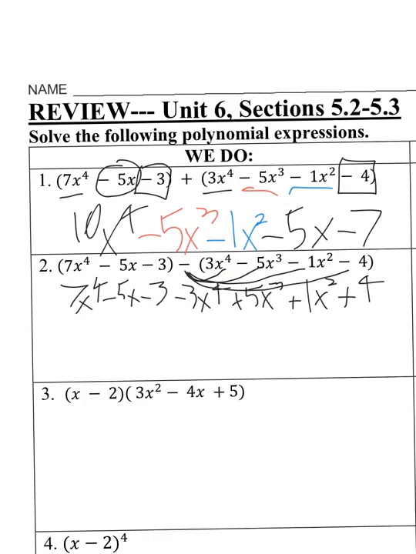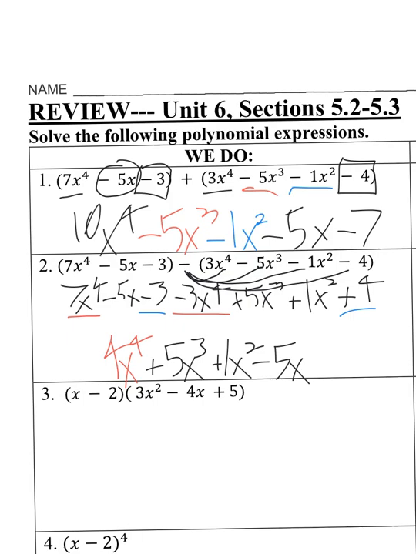So let's see here. Are there any terms to the fourth power? Yes, there are. 7x to the fourth minus 3x to the fourth, so that's 4x to the fourth. Is there anything to the third power? Just that 5x to the third. Alright, is there anything to the second power? Just that 1x squared. Is there anything to the first power? Just that minus 5x. And then we have minus 3 plus 4, so that's a positive 1. And yeah, that's it. That's the answer.